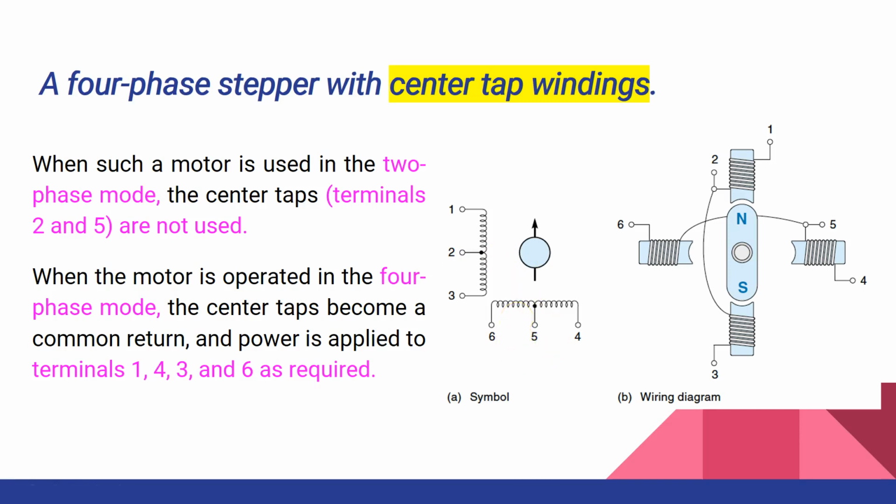So when you're working in two-phase mode, the center taps 2 and 5 can be ignored, and when you're working in four-phase mode, the center taps become a common return, and the power is applied to 1, 3, 4 and 6. So this was the four-phase stepper motor with the center tap windings, and this is the end of the lecture.